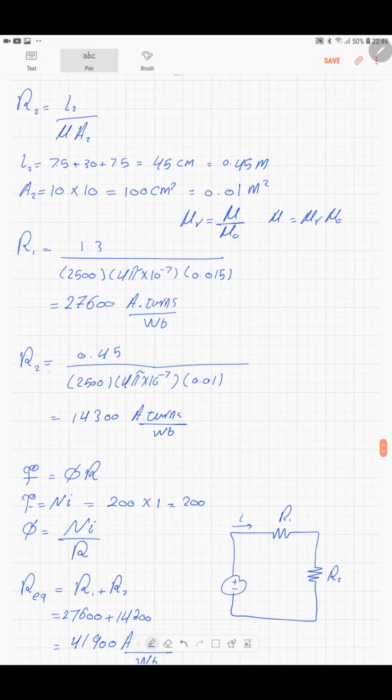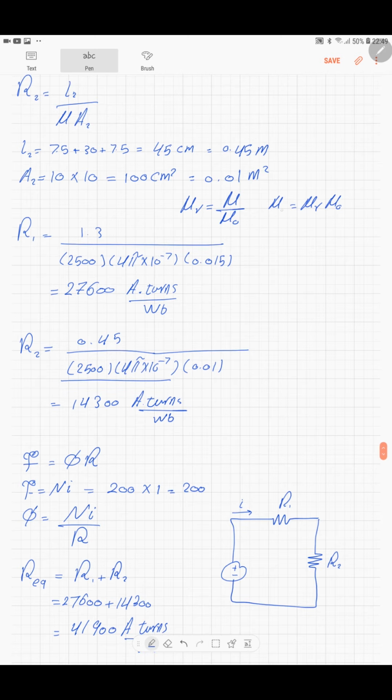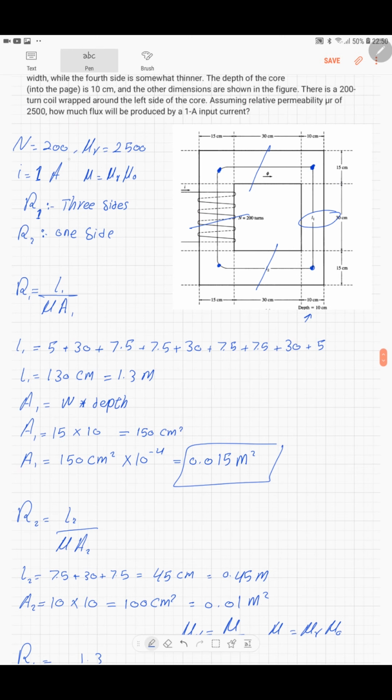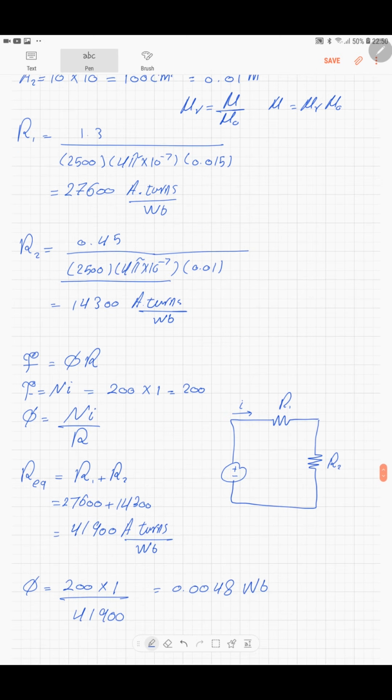So here we can get R1 and R2 from L and A. Why did we do that? Because we are given only mu r, and mu r equals mu divided by mu 0, so mu equals mu r times mu 0. So mu equals 2500 times 4 pi times 10 raised to the power minus 7, where mu 0 is a constant, the permeability of free space. By having all this information, we can get the reluctances.